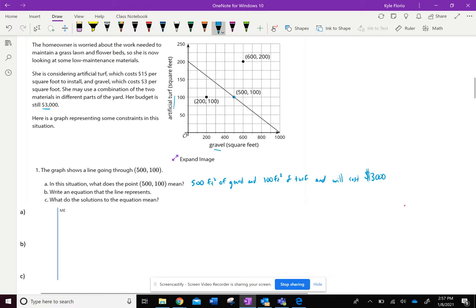Write an equation that the line represents. All right, certainly. So I'll let x be gravel in square feet, and we'll have y be artificial turf. So we know the gravel costs $3 per square foot, so $3 for each square foot of gravel, plus $15 for each square foot of turf. So the turf is $15 and the gravel is $3.